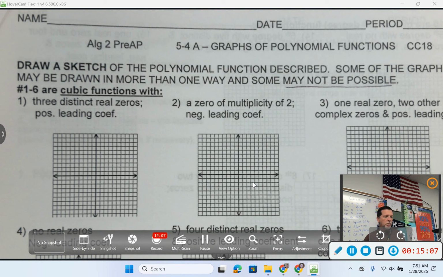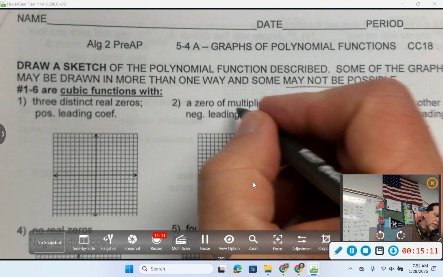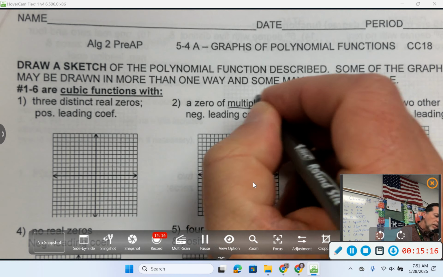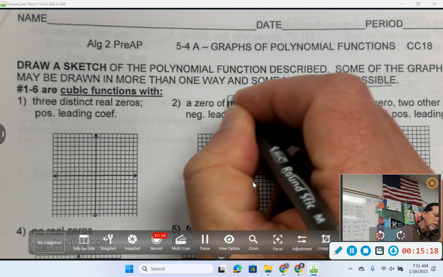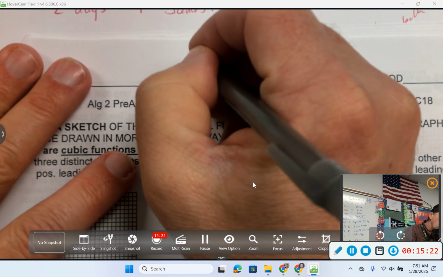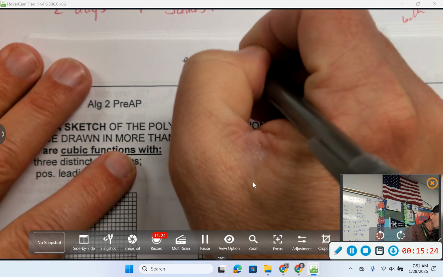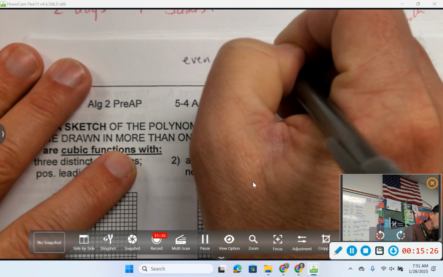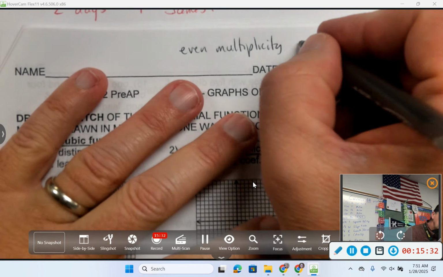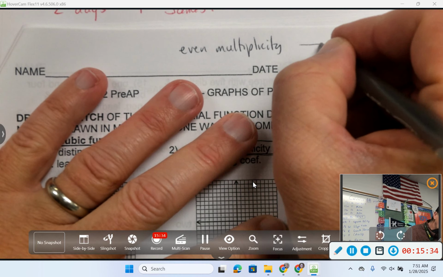So, where are we looking at? What are you looking at first? Number 2? Multiplicity of 2. Okay, if a 0 has a multiplicity of 2, an even multiplicity, this is noteworthy, I should have put it on the notes. An even multiplicity, like 2 or 4 or 6, means your 0 is going to bounce there.